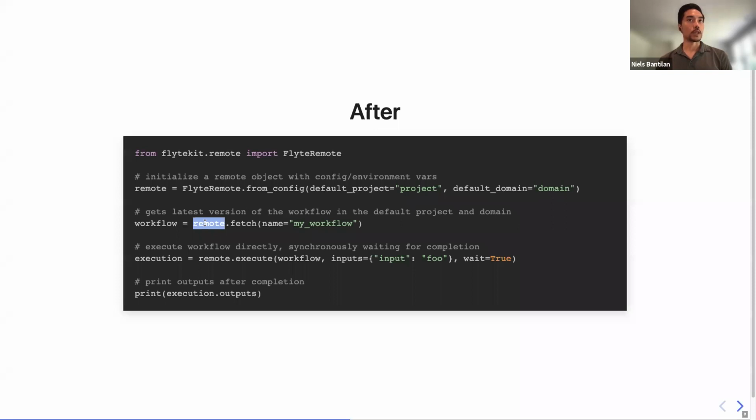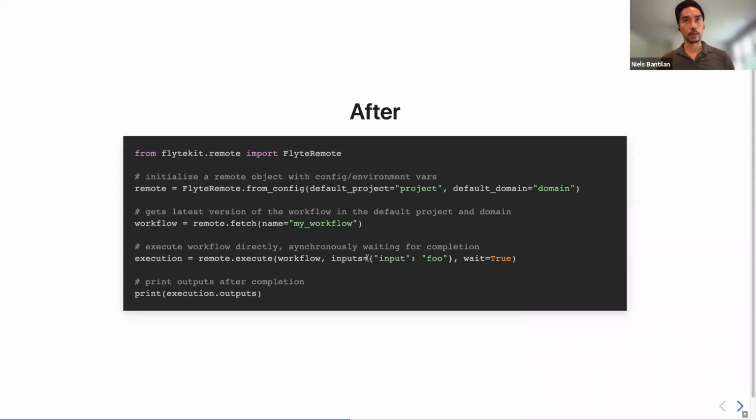So once you have a remote object, you can fetch it. You can fetch a workflow by naming it, and you could provide a version, but if you don't provide a version, it'll just grab whatever the latest version is. And you can then execute this workflow. This is now a Flyte workflow object, and it represents the state of whatever you've registered in either your sandbox or your remote deployment.